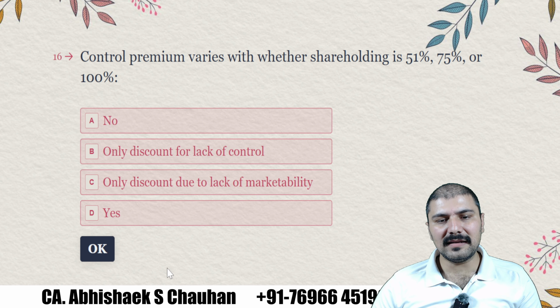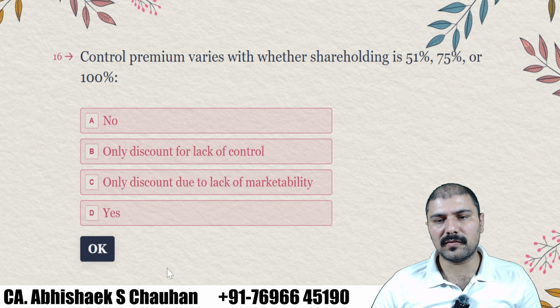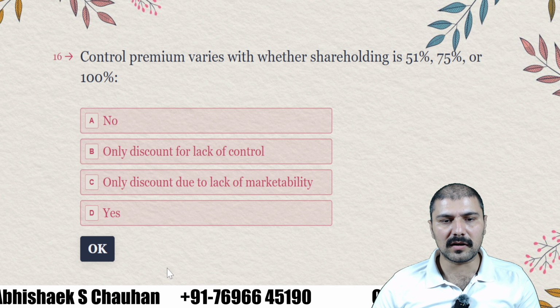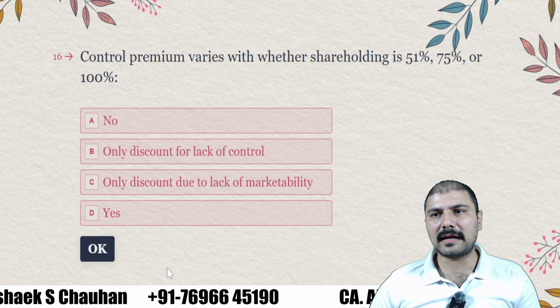Control premium varies with whether shareholding 51%, 75%, or 100%. Whether the control premium should vary, the answer is yes. Obviously, the more in-depth control you will be having, more extra money you will be ready to pay for that. The answer is yes. Which one is not considered in the Burkus method? The correct answer is sound idea.